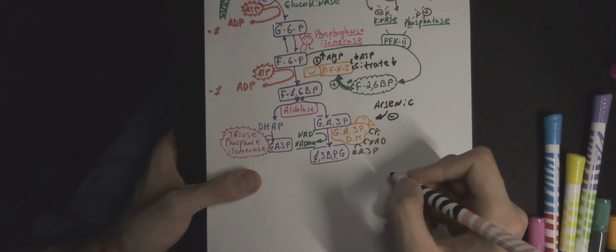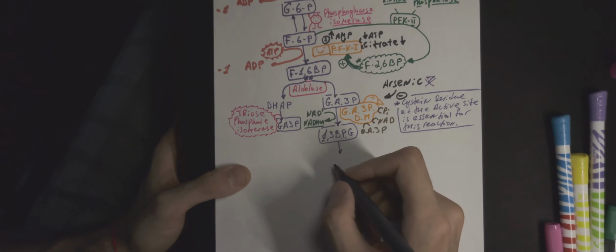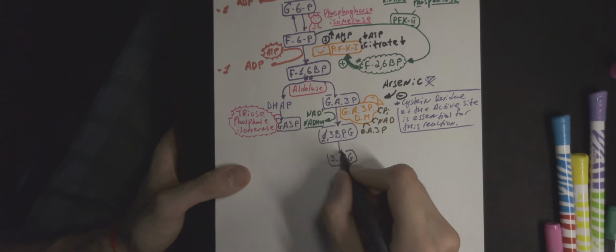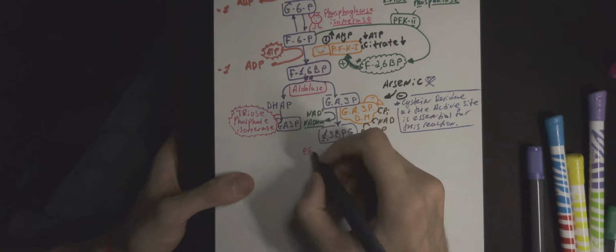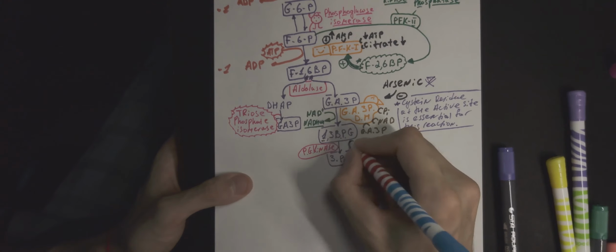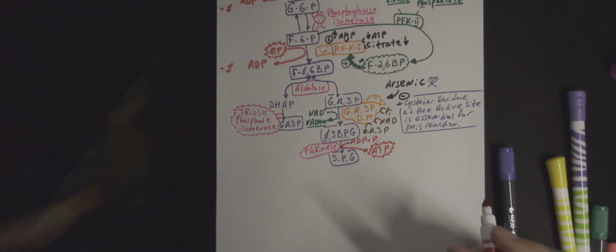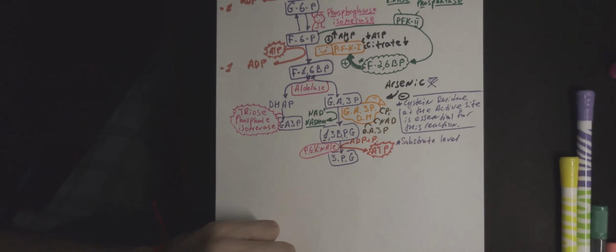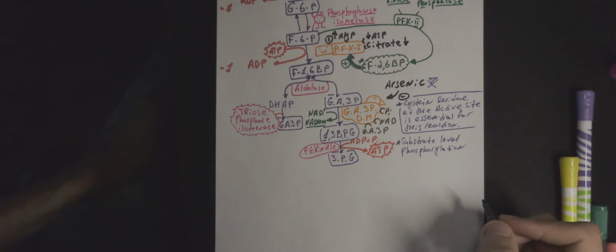After that, 3-PG will be produced by phosphoglycerate kinase. What is essential about this is the fact that ADP plus inorganic phosphate will be giving us ATP. This is called substrate level phosphorylation.